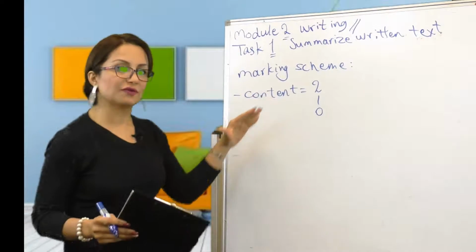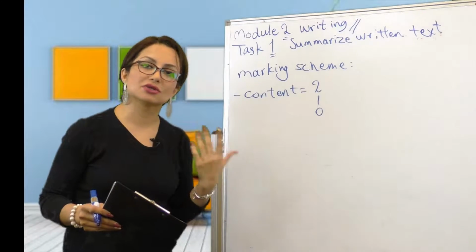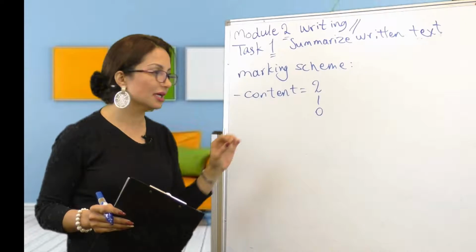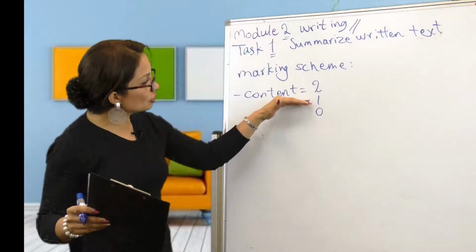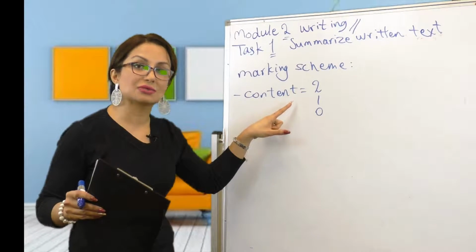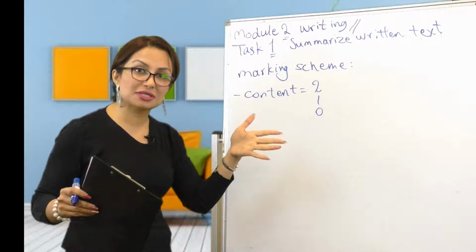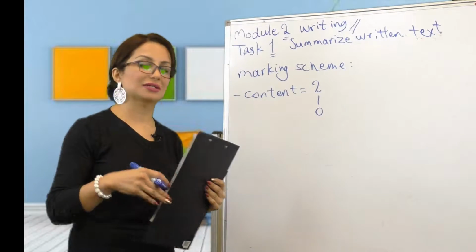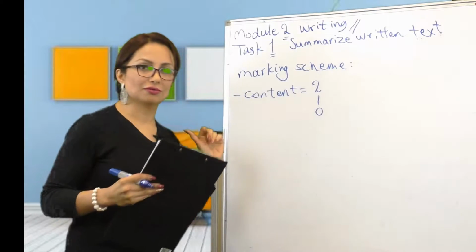If you can reflect, for example, 3 or 4 key points of the text in your summary and maybe provide some supporting ideas, then the content is 2 because you could reflect everything. If you refer to some key points of the content, it is not 2, it is 1. But if the text is totally misunderstood, which means the text is something but the candidate is writing something else, then in this case the content is 0.